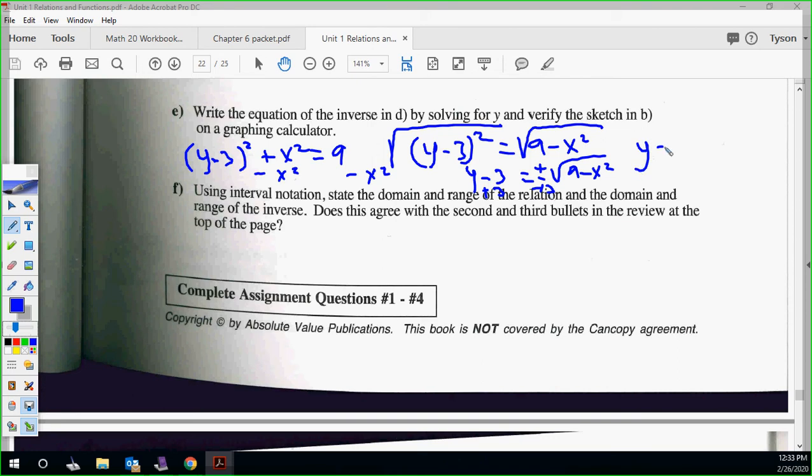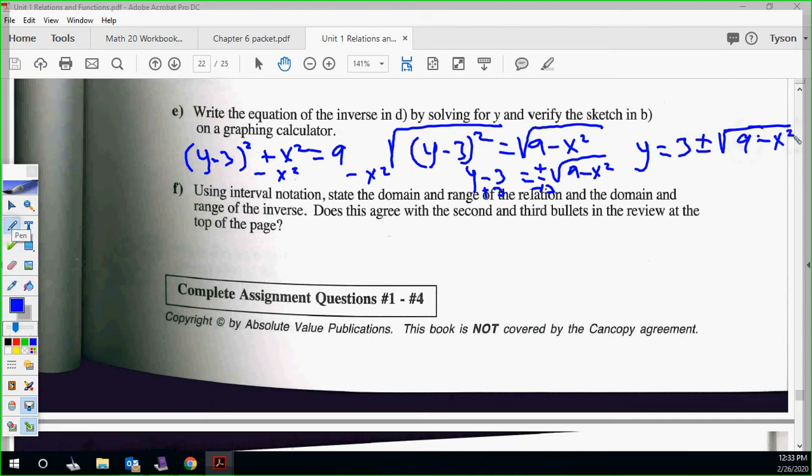So the equation, whoops, I want to put the 3 first, my preference. You can put the 3 at the end. So if you want to go ahead and try this, I wrote it backwards again: 9 minus x squared. Okay, 9 minus x squared.